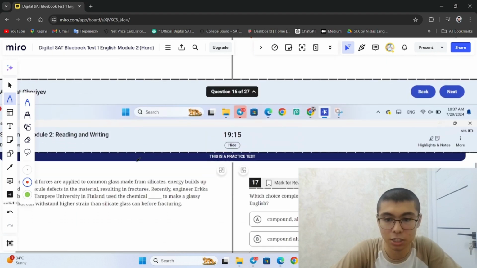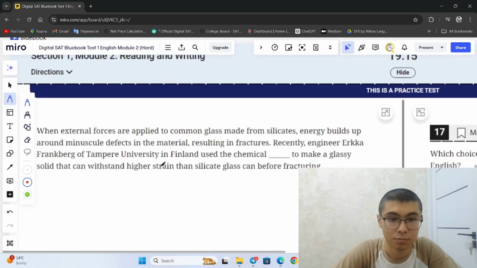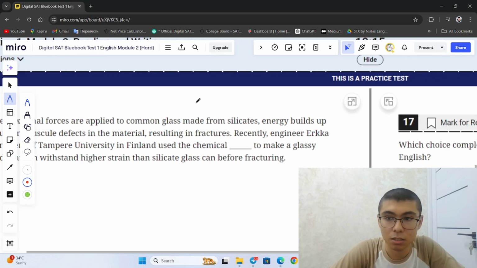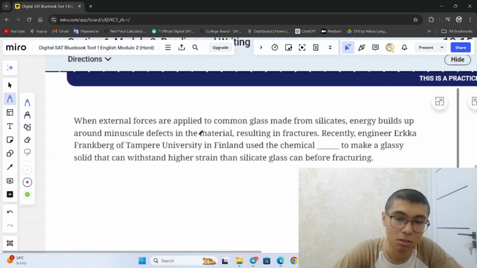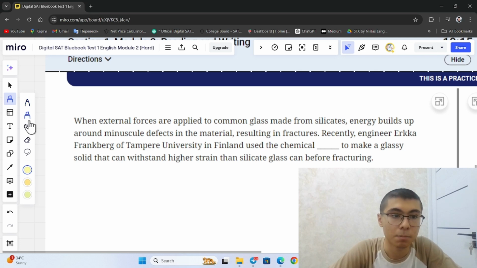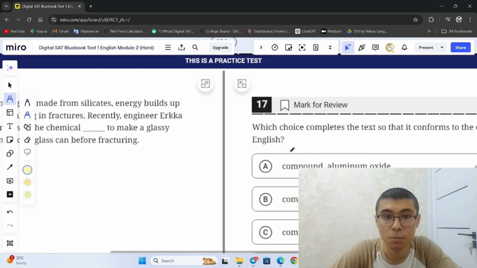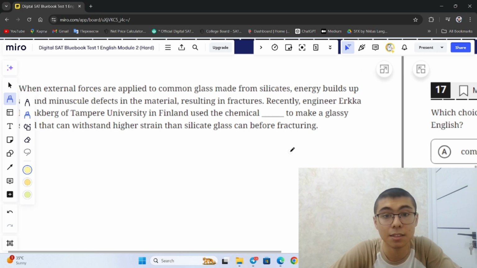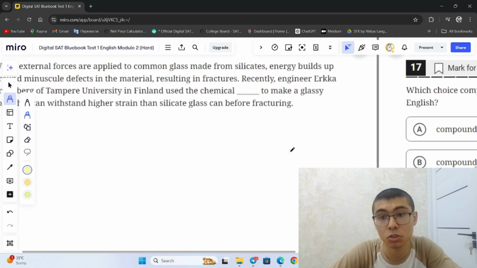Now let's move on to question number 17. When external forces are applied to common glass made from silicates, energy builds up around defects in the material, resulting in fractures. Recently, engineers in Finland used the chemical compound aluminum oxide to make a glassy solid that can withstand higher strain than silicate glass can before fracturing.